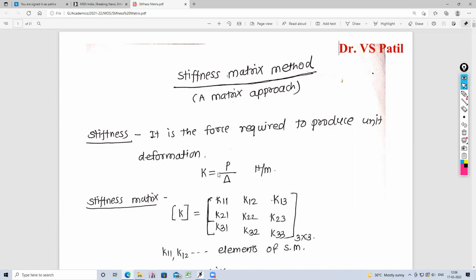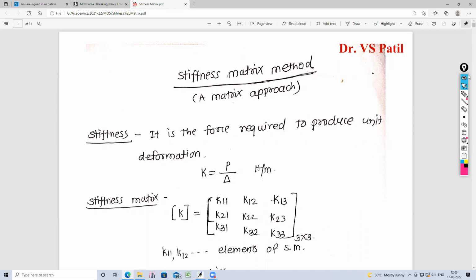Now, first of all, this is the first part. I will explain this particular topic in different parts. In this part, I will explain the basics of the stiffness matrix. What is the term stiffness? First of all, we'll discuss this.